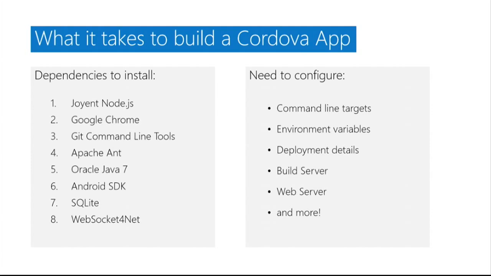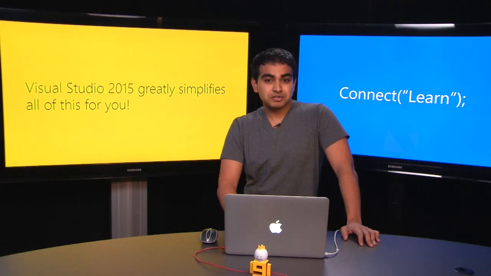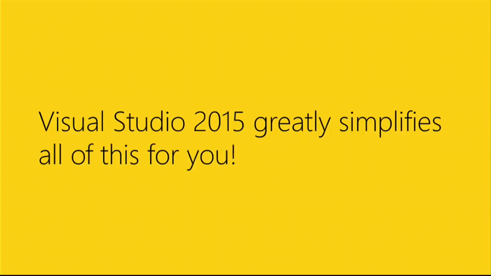That often involves modifying command line targets, setting environment variables, and ensuring your deployment works across not just devices and emulators, but also the web server if you're dealing with browser-based scenarios. Now, I don't know about you, but it's a lot of work, especially work that I'm not very familiar with. And fortunately, if you're using Visual Studio 2015 to build Apache Cordova apps, we greatly simplify all this for you.